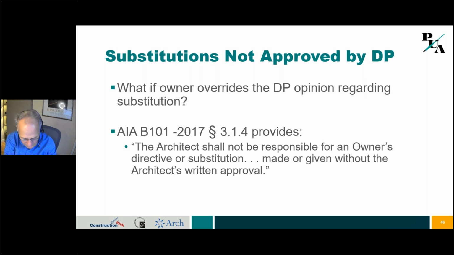And the owner's like, "You have to sign off on this." Well, at that point, you need to work with your attorney, get your attorney involved, and say to the owner, "Look, I can't agree to this. I'm going to adhere to this B101 3.14 language and put something in writing saying, 'You've told me I've got to accept it.'"